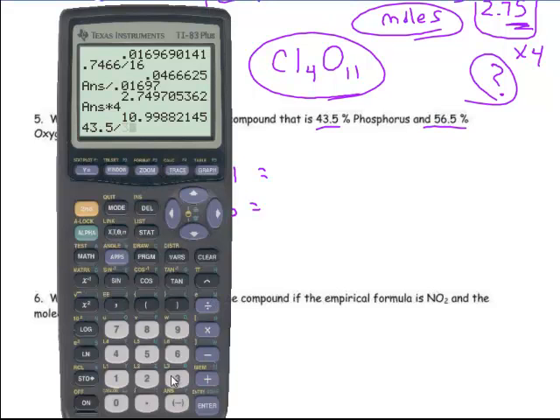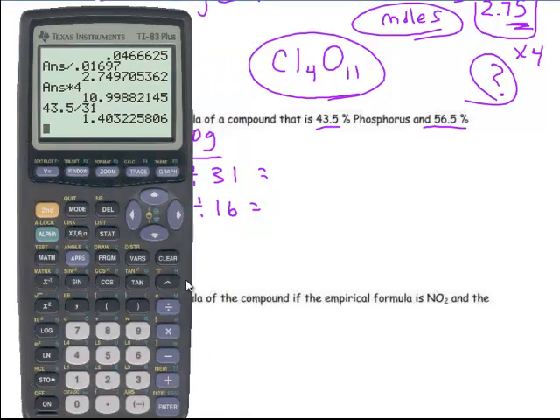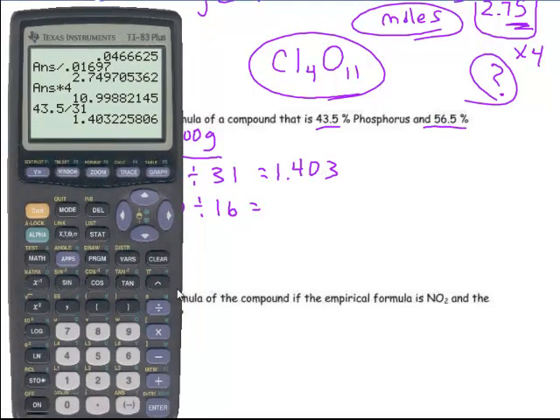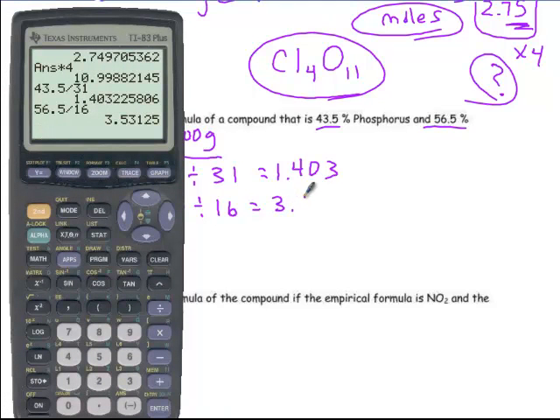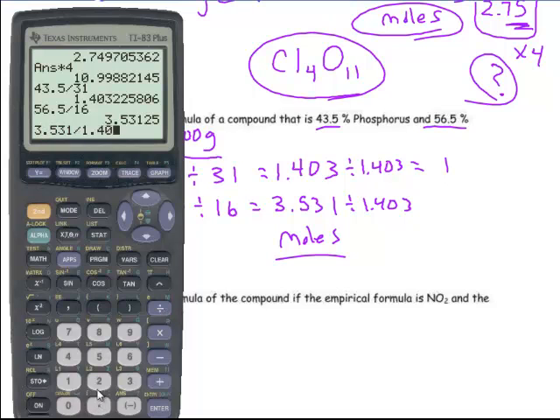43.5 divided by the mass of phosphorus, which is 31. I get 1.403. Again, keeping an extra significant digit there. 56.5 divided by 16, 3.531. Again, an extra significant digit. So this is, again, the mole ratio. But I want a whole number reduced mole ratio. So divide them both by the smaller number of moles. 3.531 divided by 1.403, and I get a 2.51.